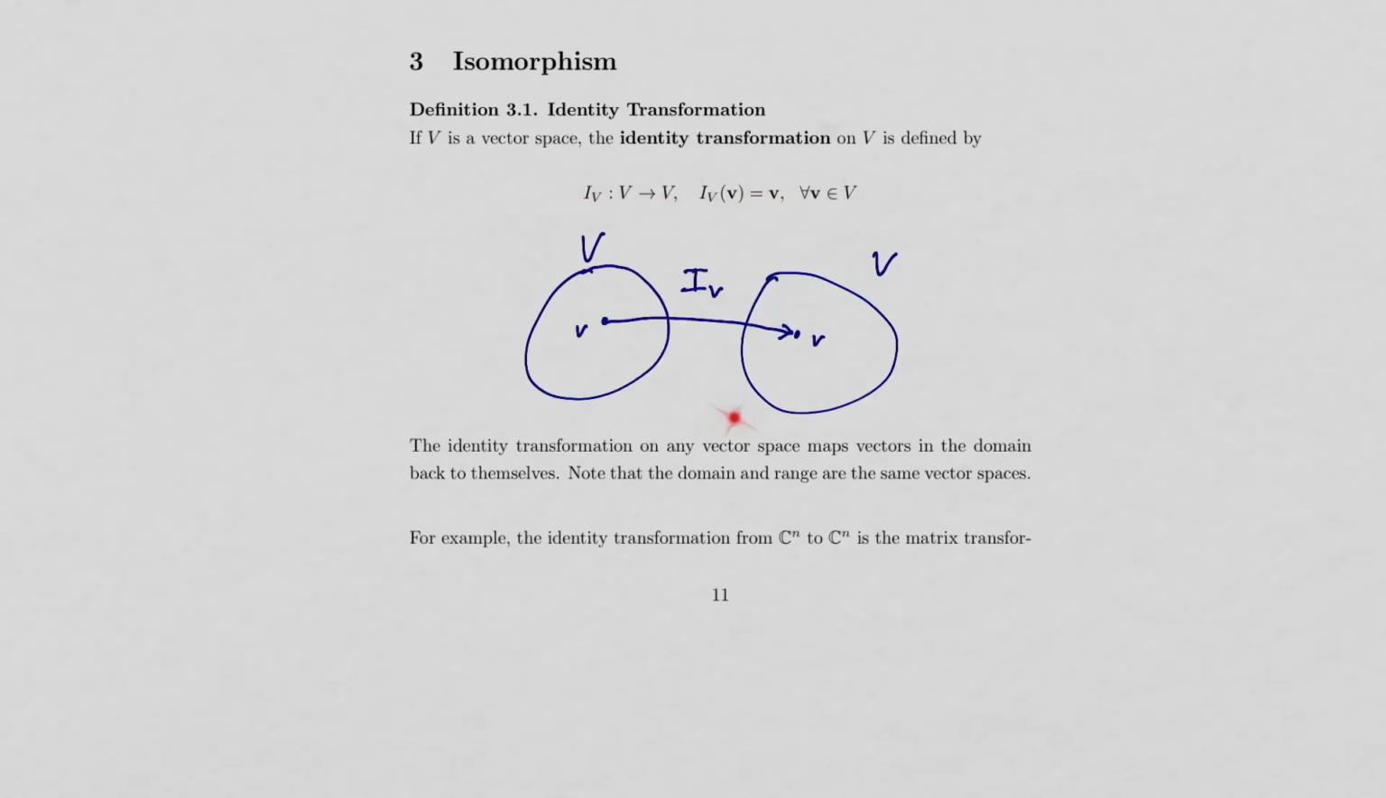Well, that's a lot of V's to keep track of. A picture can clarify how simple this really is. I've got the set V here and here. It's both the domain and the codomain. I've got the same vector, little v, here and here. And the identity transformation simply maps v to itself.